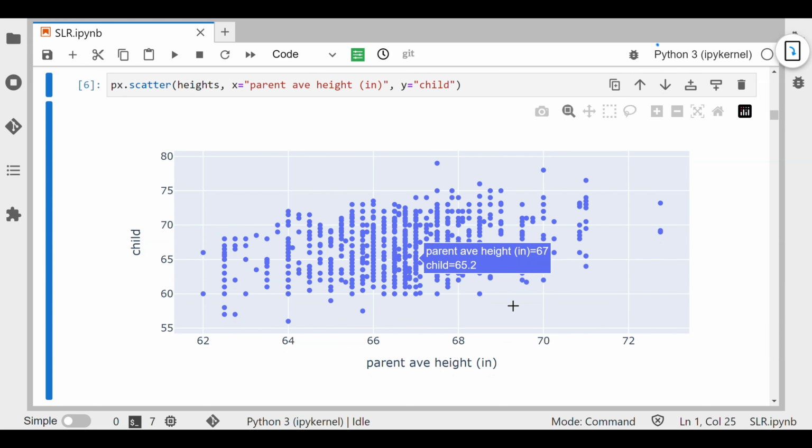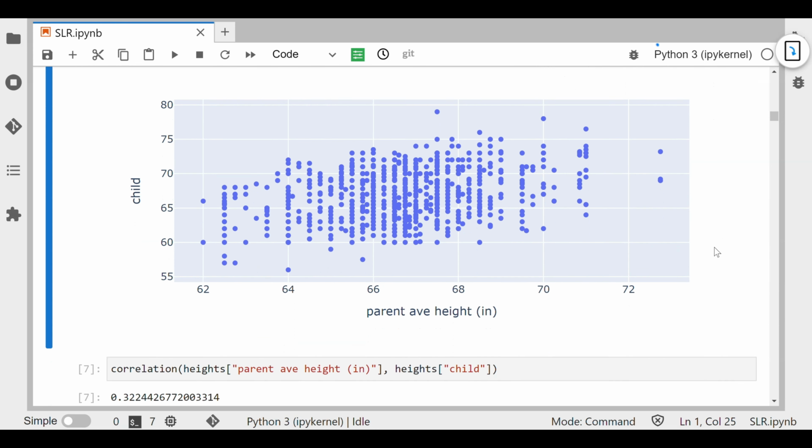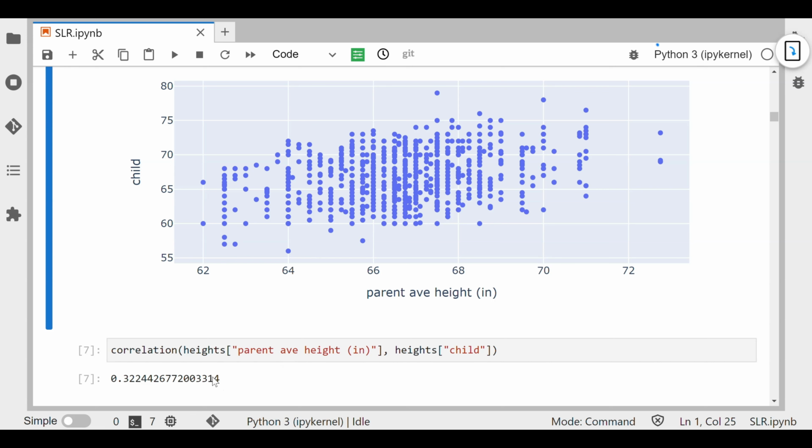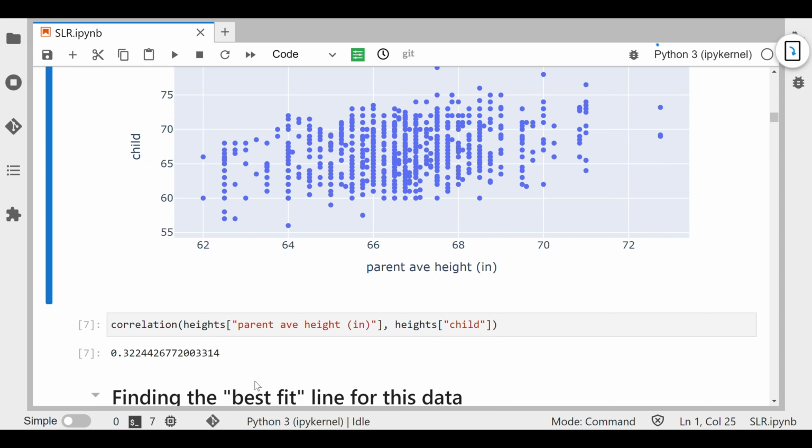So let's calculate the correlation for this data first. Plugging it in, I see that I have a positive correlation. It's not that strong. It's not that close to 1. And we're going to see exactly where that number shows up in a little bit.